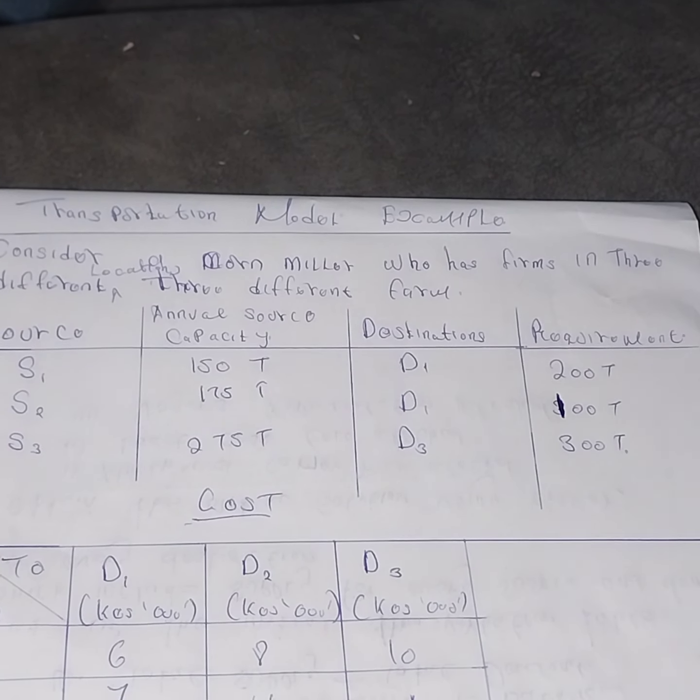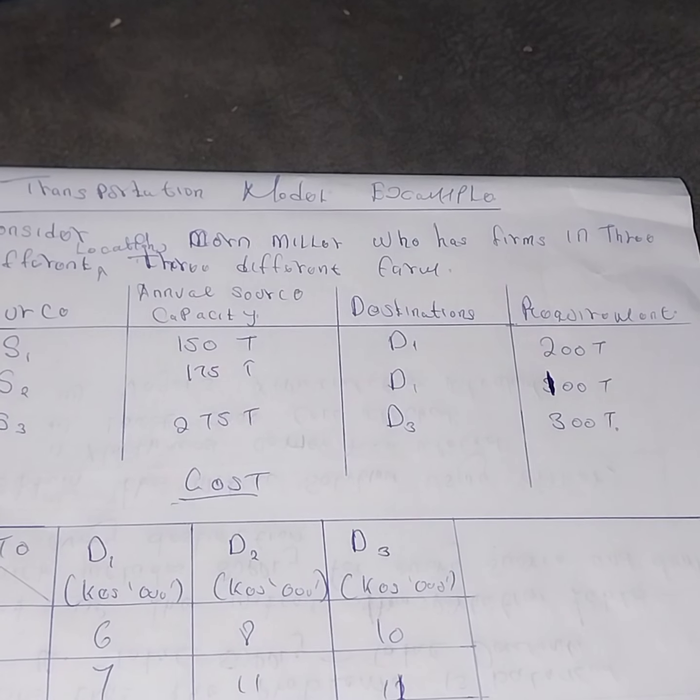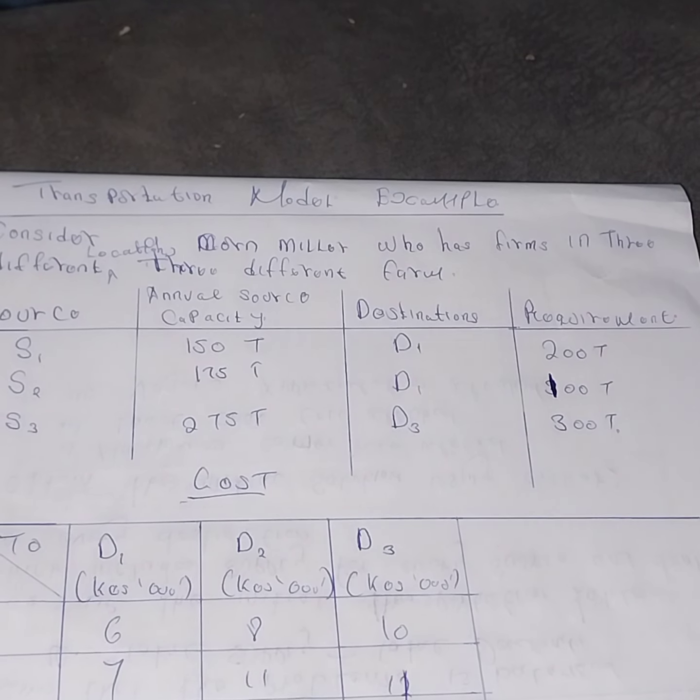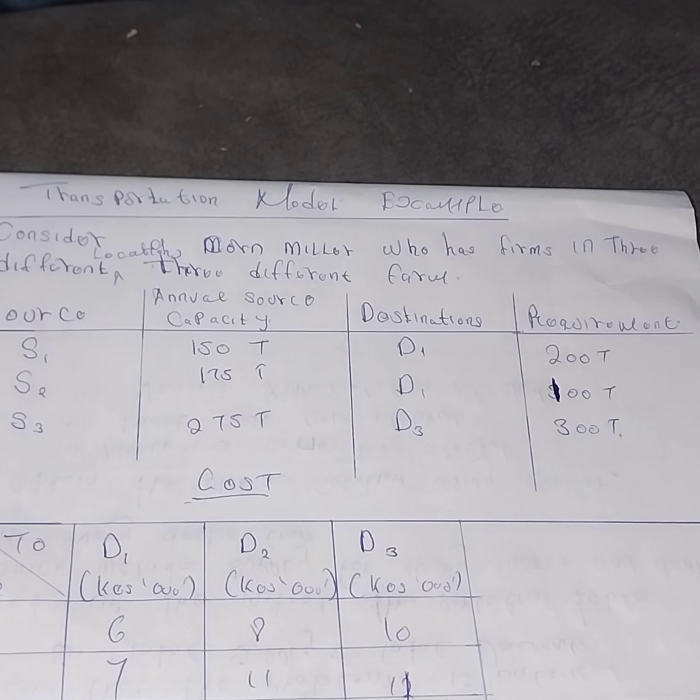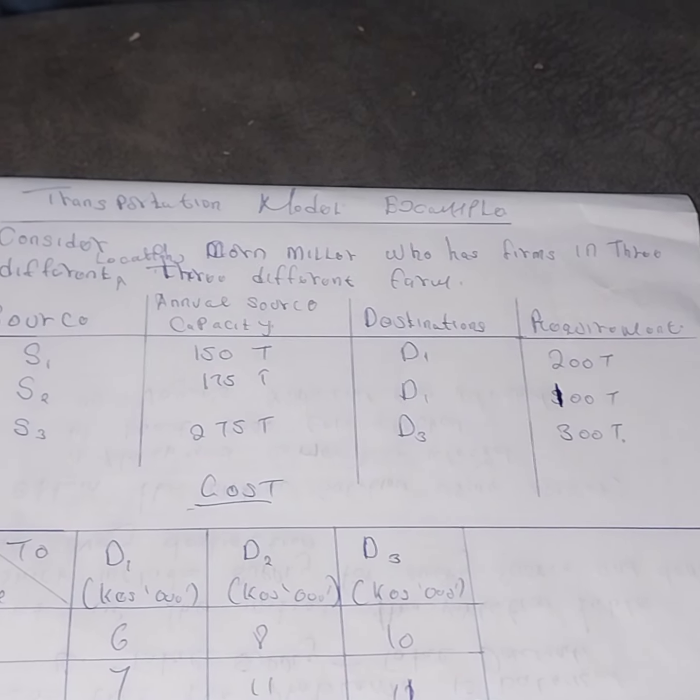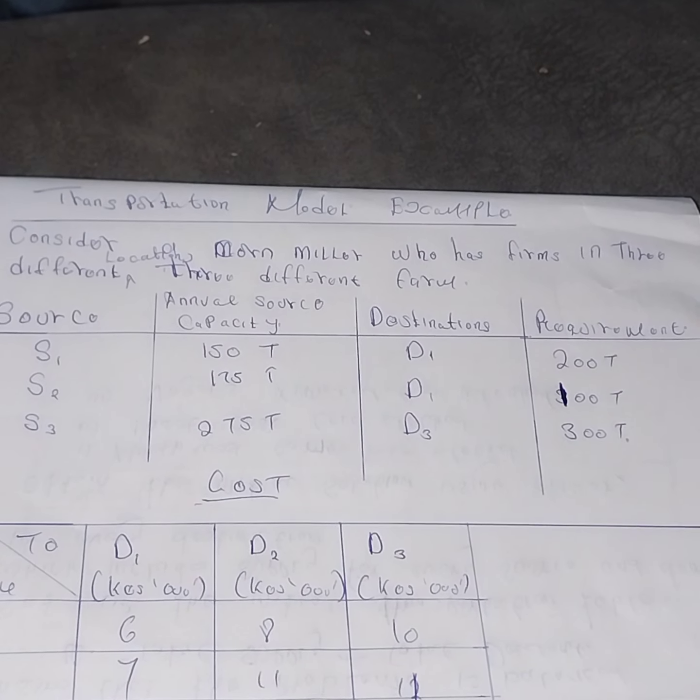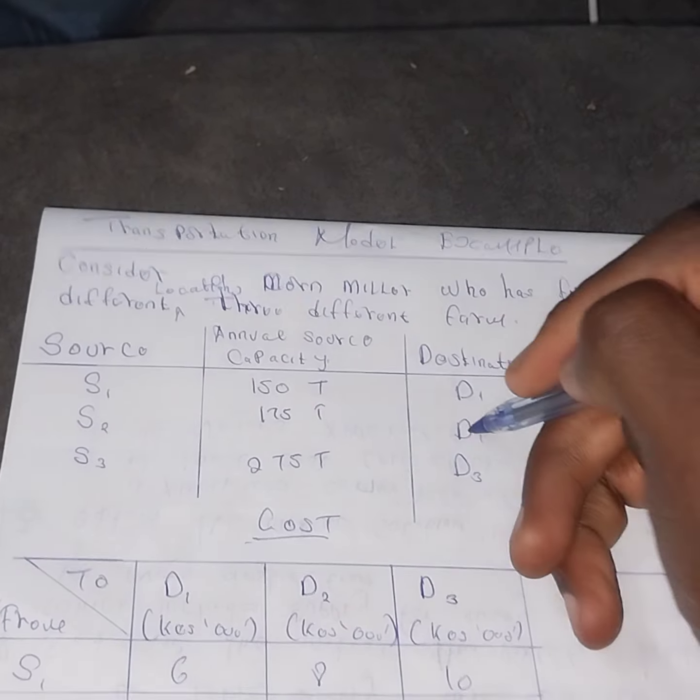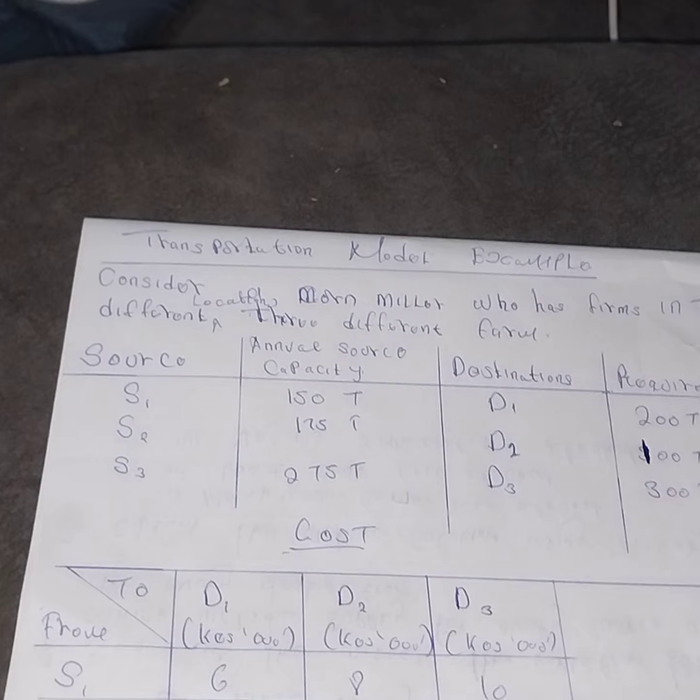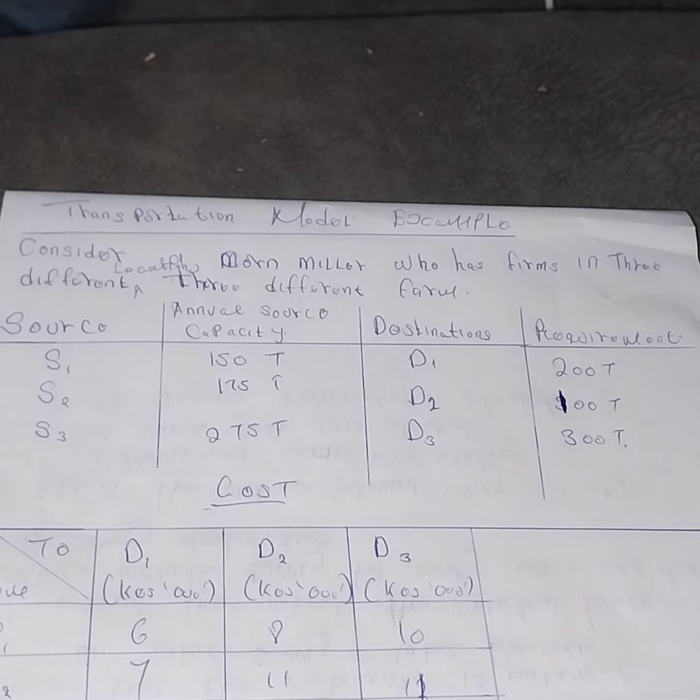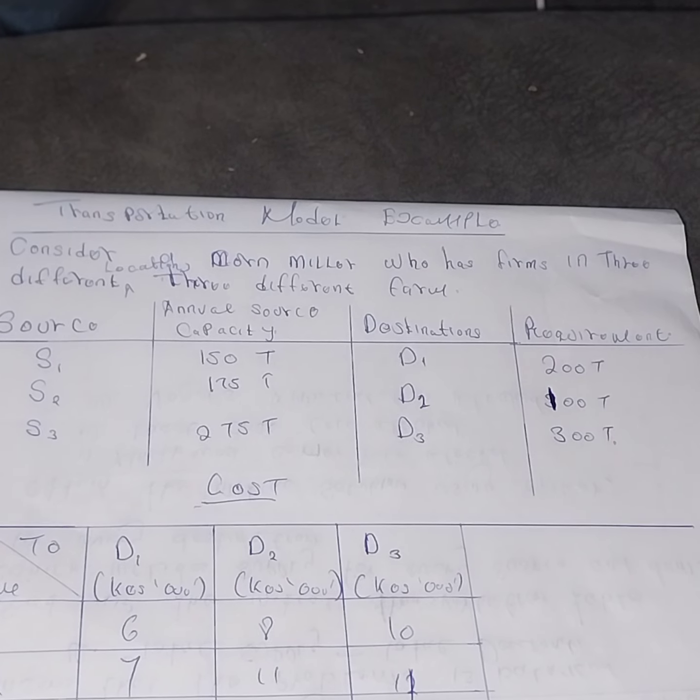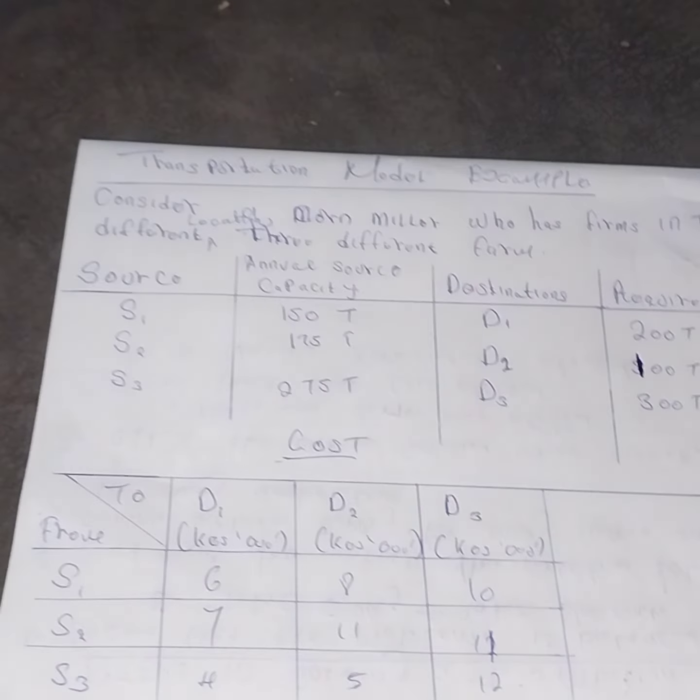On the destination side, which are the factories where the corn is supposed to be transported, destination 1 requires a demand of 200 tons. Destination 2 has a demand of 100 tons. Destination 3 has a demand of 300 tons.